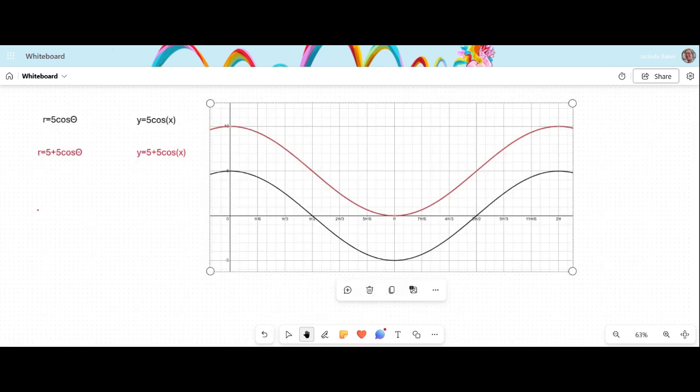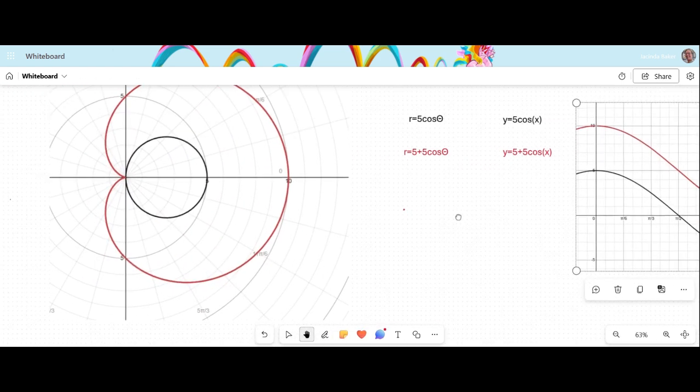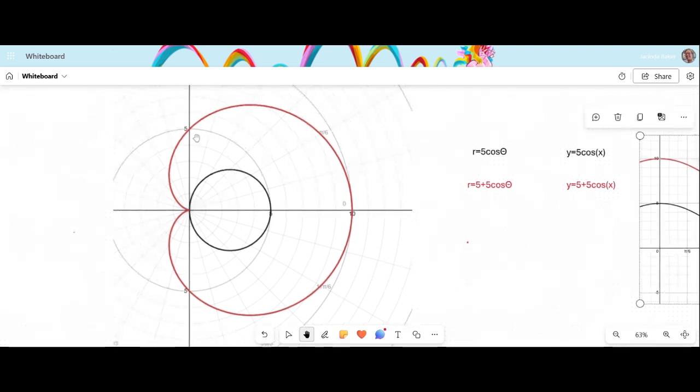Okay, here I have 5 plus 5 cosine theta. So this moved the graph up 5, which means it only goes up to 10. It touches 0 and then goes back to 10. So it's not going to be negative. Then we don't have a loop inside, but it does touch 0, 0 this time, where the 6 plus 5 cosine x didn't touch 0. So over here, that's where that shows.